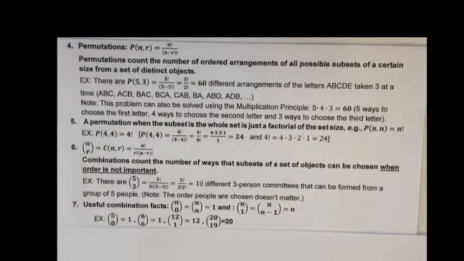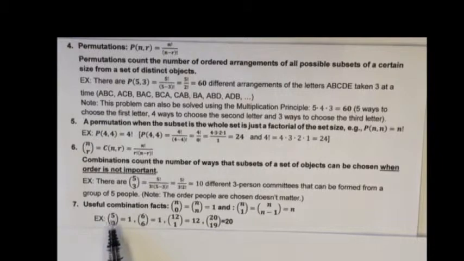There are some useful facts about combinations that you don't necessarily have to know because you can just use the formula, but if you know them already, it saves you a little bit of time. Anything taken in combination with 0 or with the number itself is always going to come out to be 1, and anything taken in combination with 1 or 1 less than itself is always going to come out to be whatever n is.